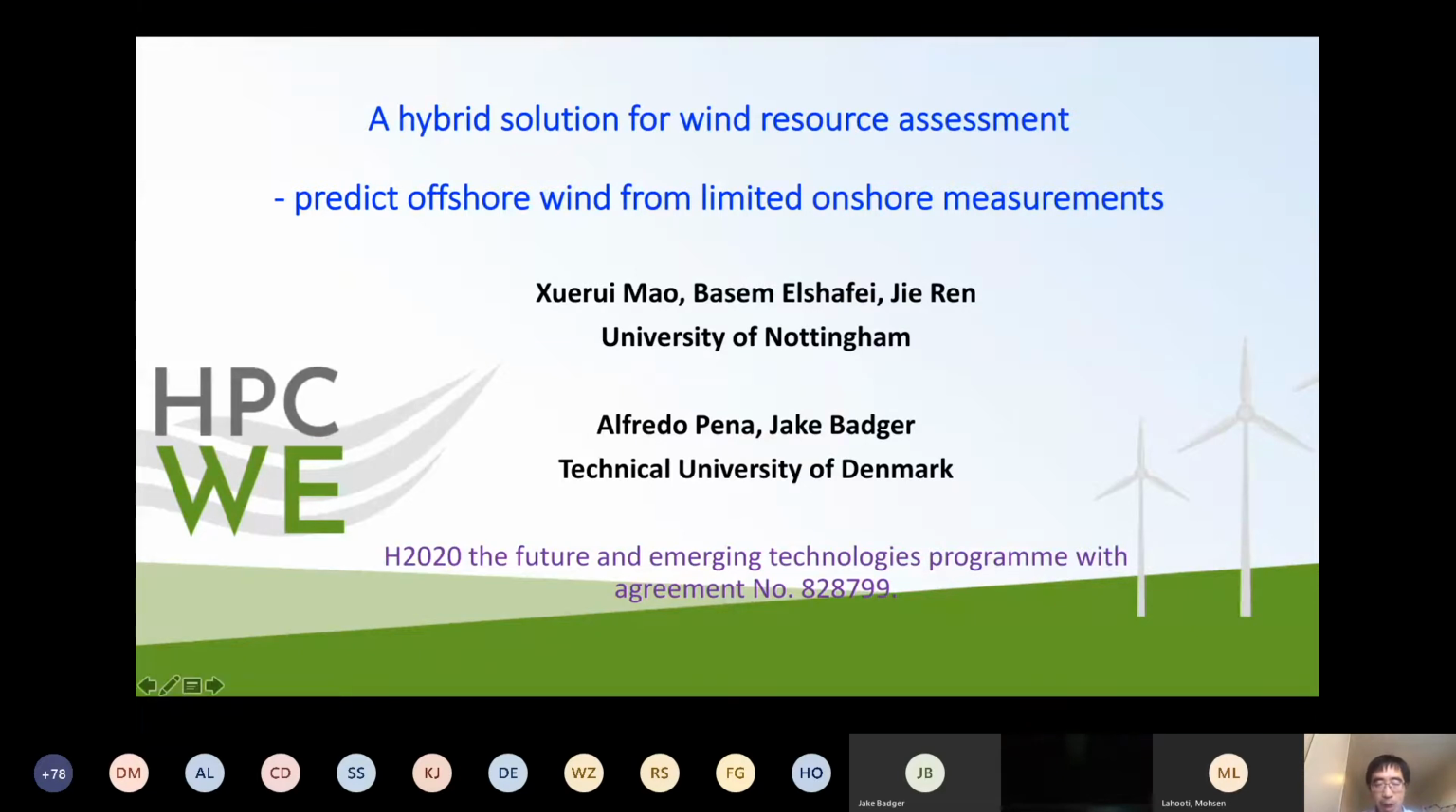This project, and most of the work we presented in this workshop, is funded by the H2020 Future and Emerging Technologies Program with such an agreement. It is called High Performance Computing in Wind Energy.